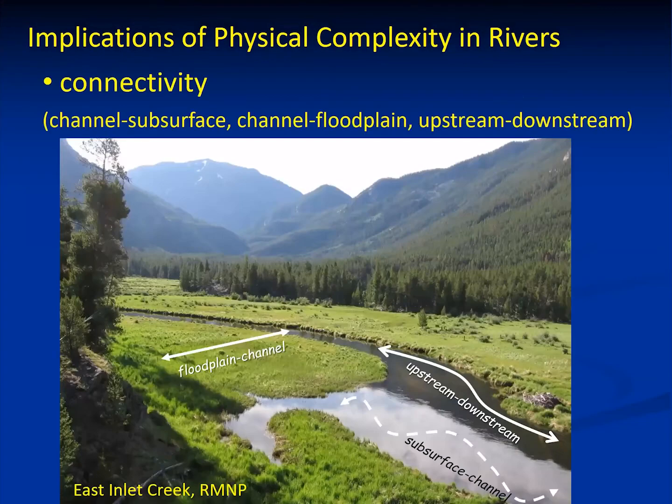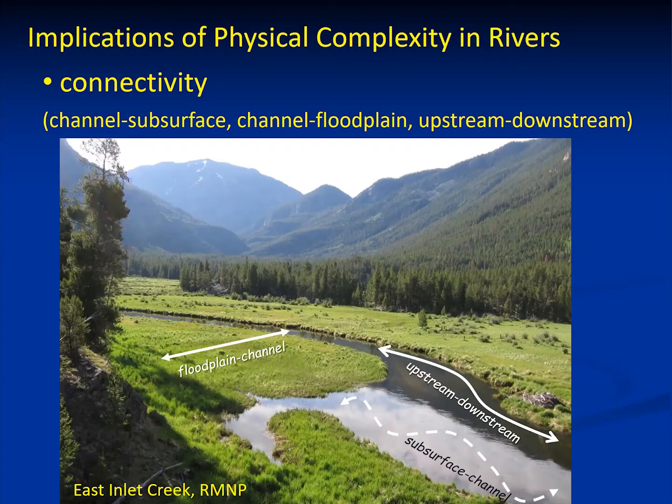Another implication is connectivity, and spatial heterogeneity can either increase or decrease connectivity. I tend to think of connectivity within the river corridor, as opposed to between the river corridor and the uplands, as having these three dimensions: lateral, so the floodplain and channel; longitudinal, upstream and downstream; and vertical, for the subsurface and channel. And different forms of physical complexity, again, can increase or decrease that.